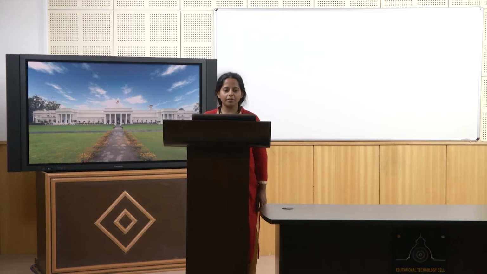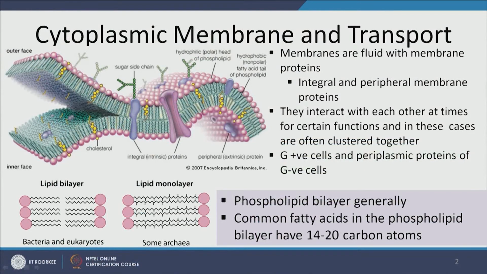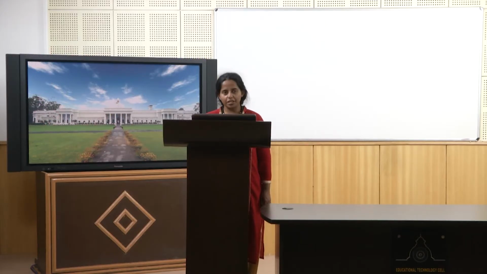Last time we talked about the cytoplasmic membrane, and I told you about the bilayer in bacteria and monolayer in archaea, and how the external and the internal portions are hydrophilic, they love the water, and the inside portion is hydrophobic. These are fatty acids, long chains of fatty acids. Today we will study cytoplasmic membranes, how they differ in bacteria and archaea, a little bit more in detail.